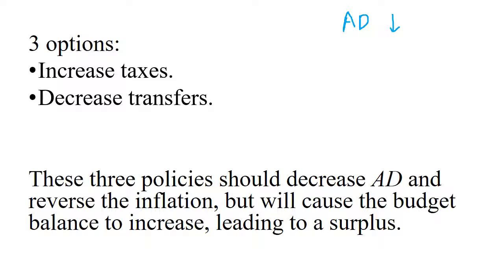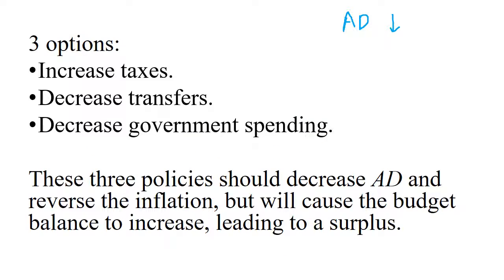And finally, government spending will go which way? If you decrease government spending, the government demands goods too and they buy products. And now they'll demand less, so AD will shift left. So these three things will decrease AD, check. They will reverse inflation, they'll get us out of the gap. But all of these things will make the budget balance increase.